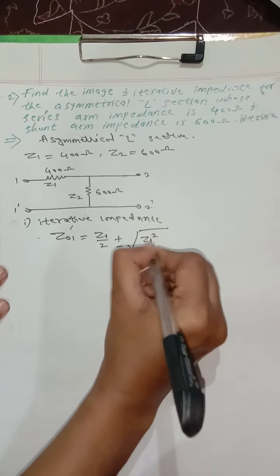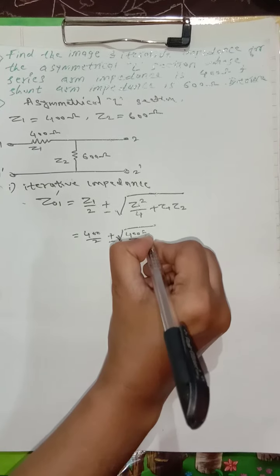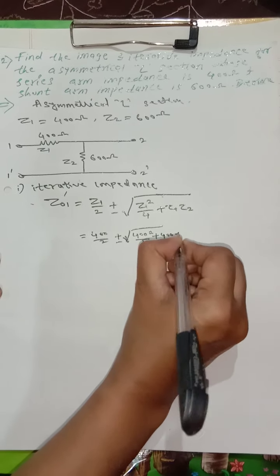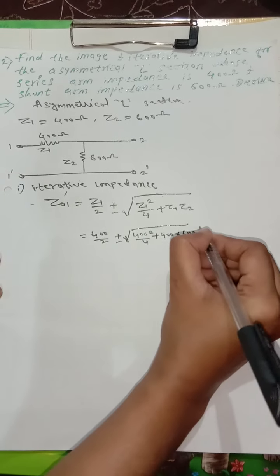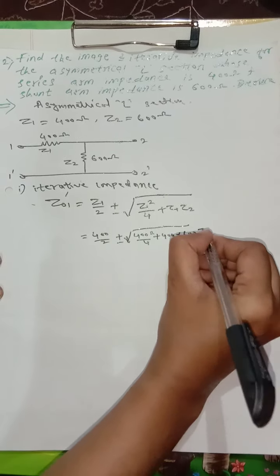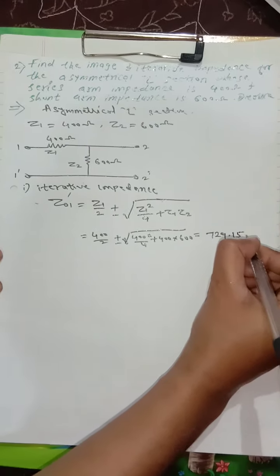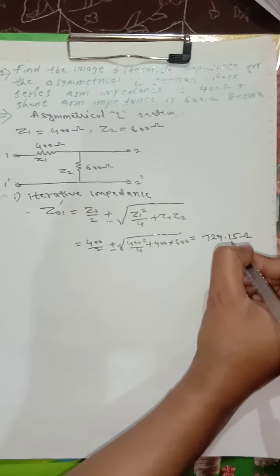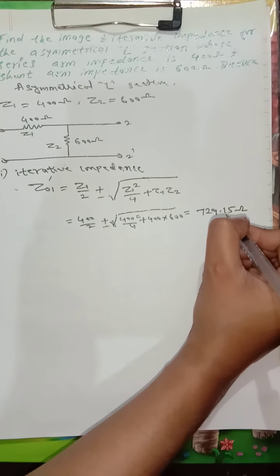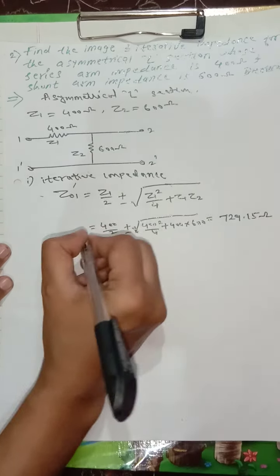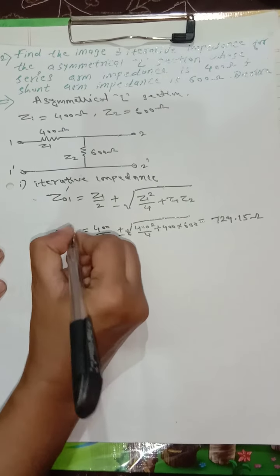So what is the Z1? 400 divided by 2 plus or minus root of, again the 400 square divided by 4 plus 400 into 600. So directly I will write here the answer, if you do with the calci, you can cross verify this answer. So 729.15 ohm will be the iterative impedance at the input port, that is nothing but Z01 dash.